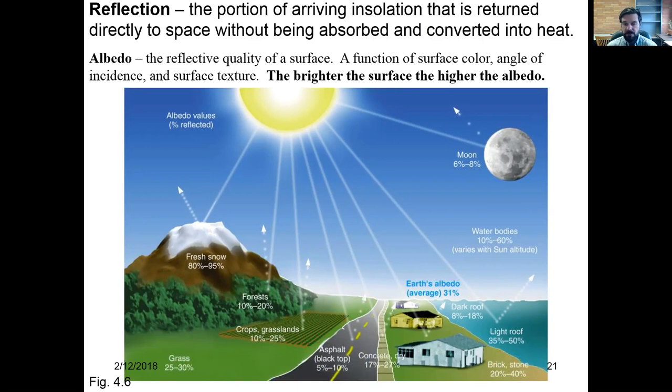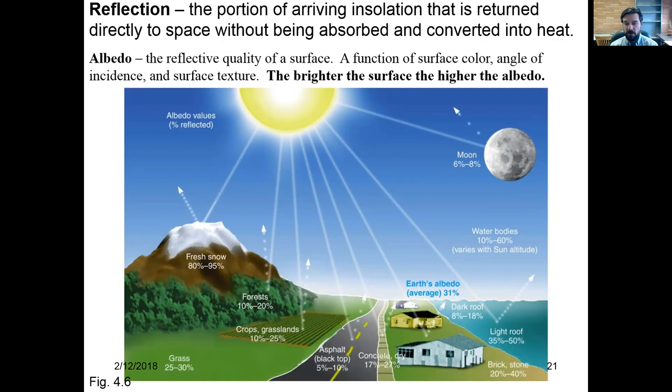The essential nature of it is that the brighter the surface, the higher the reflectivity, then you're going to have a higher albedo value, such as if you look over towards the mountain that's in this image and the snow on top, 80 to 95% albedo rating, which is its reflectivity, highly reflective.